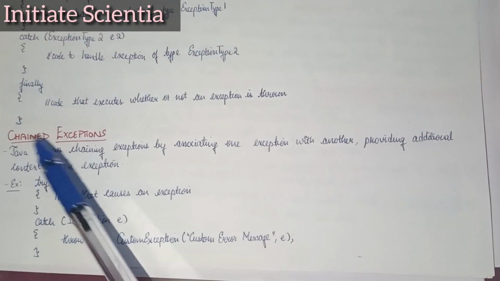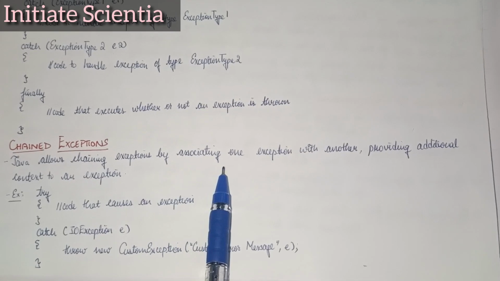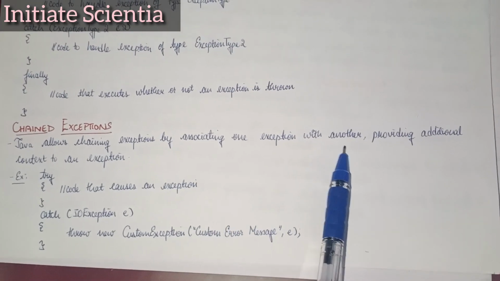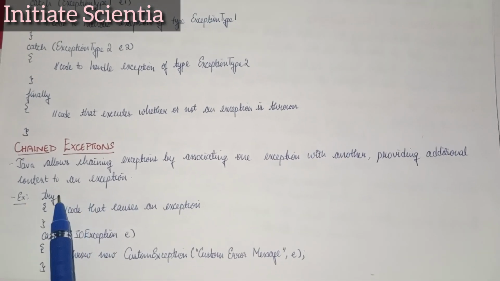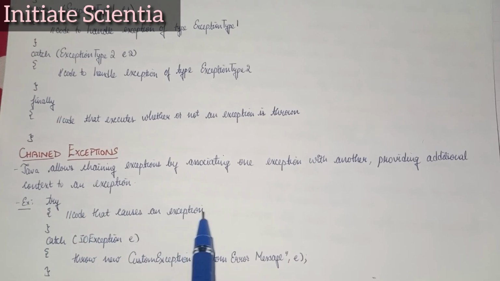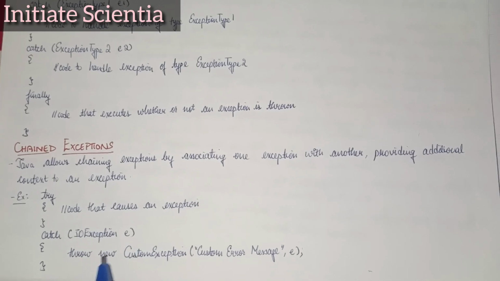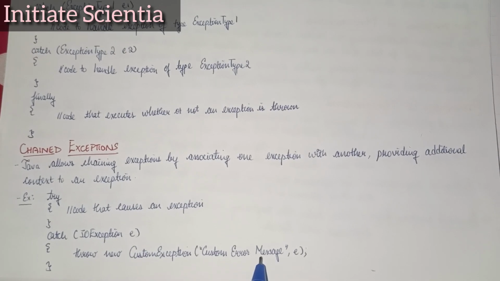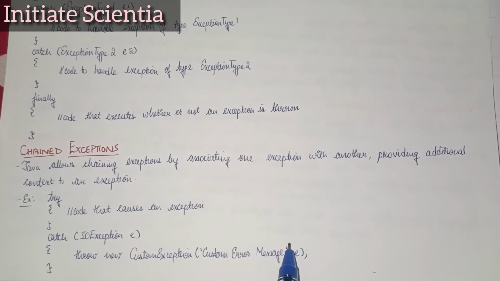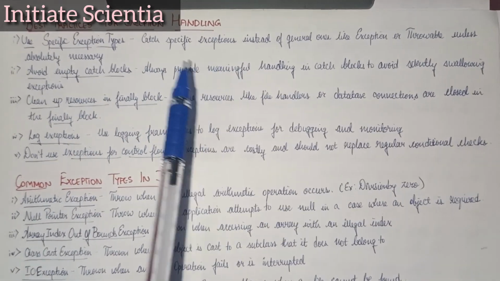Chained exceptions. Java allows chaining exceptions by associating one exception with another, providing additional context to an exception. Example: try, code that causes an exception; catch, IO exception E; throw, new custom exception, custom error message with the exception E. This is for exception handling.